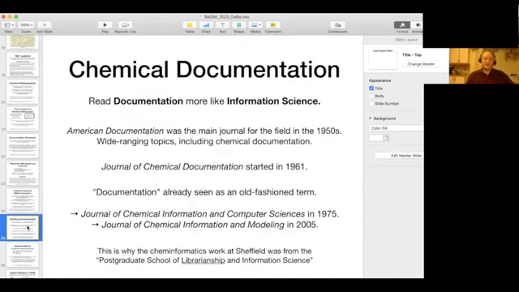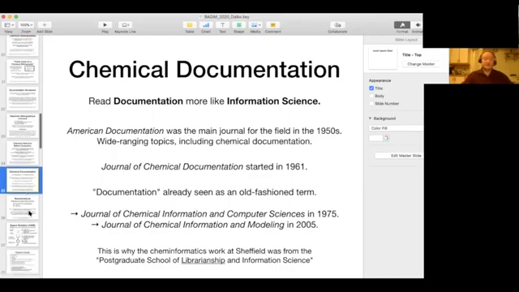So when you see something like the Journal of Chemical Documentation, which is the original name for the Journal of Chemical Information and Modeling, that documentation means something more like information science. It does not mean, here's a document. And so that's why in the 1950s, you saw chemical documentation work, questions about how to index chemical records, in the journal American Documentation. And then too many people were publishing there, basically. So the specialized journal started, the Journal of Chemical Documentation. Even in the 60s it was kind of an old-fashioned term, so they became JCICS in 75 and JCIM in 2005. But this explains my confusion when I started in this field of why Sheffield has a postgraduate school of librarianship and information science. I didn't know that there were these deep connections between cheminformatics and library science.